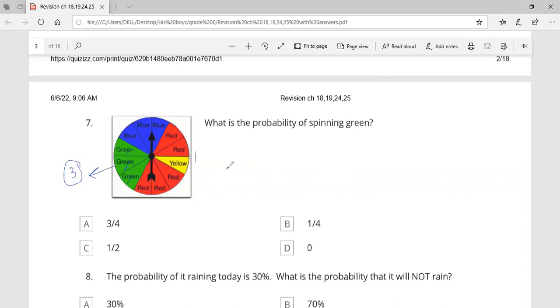And the total number, if you count, we can find that it's 12. 1, 2, 3, 4, 5, 6, 7, 8, 9, 10, 11, 12. So 3 out of 12, and put in simplest form, divided by 3, divided by 3. We get 1 out of 4 as a probability. If you want to change it to a percent, you have to multiply by 100 to get 25%. But here, just write the probability as a fraction.